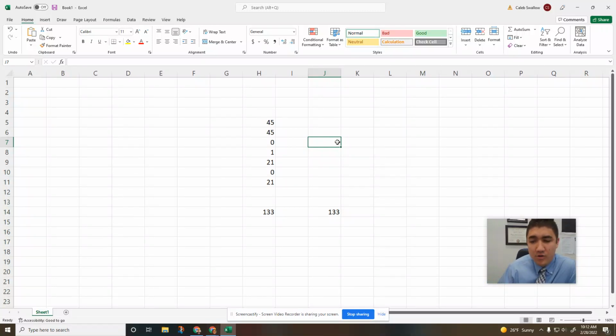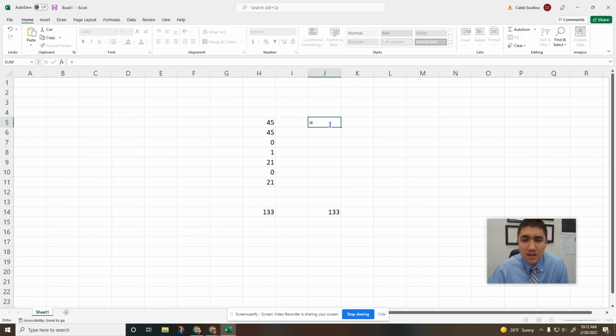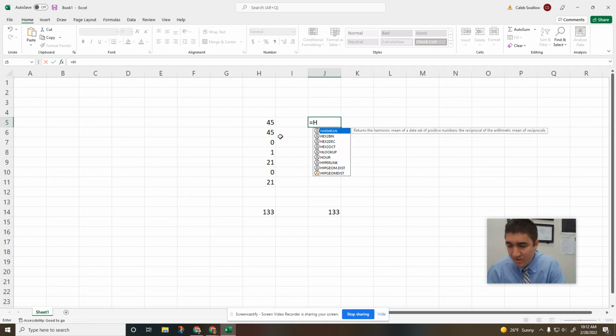Today we're covering subtraction, multiply, and divide. Okay, it works a lot the same way. You start with an equal sign, you click on the cell you want to do, and then you do the math. This is divide, this is multiply, and this is subtract. Okay, if you look over your 10 keypad, the very far right part of your keyboard, they're all right there.